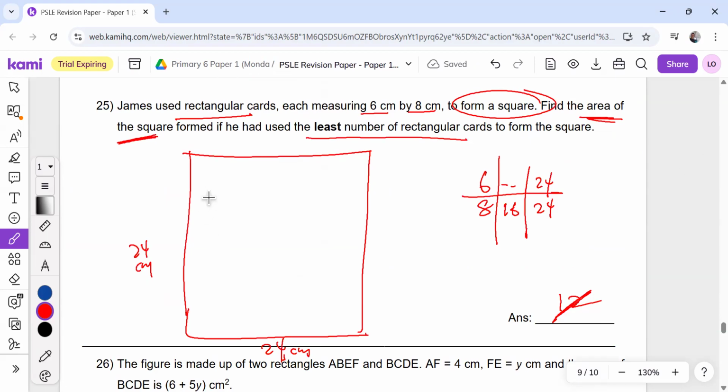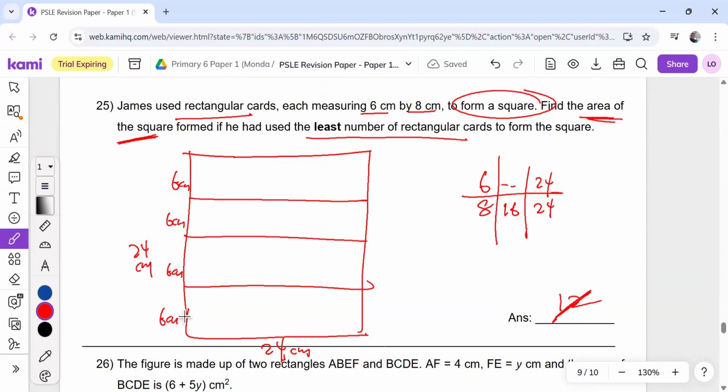All right. Okay. So how many cards can you cut from this cardboard? If the square has 24 cm on every side, then very simple. Just cut into six, for example, 24 divided by 6, so you have 4 rows. And then 24 at the bottom, divide by 8, you will get 3 columns. So this is your 8, 8, 8. Okay?